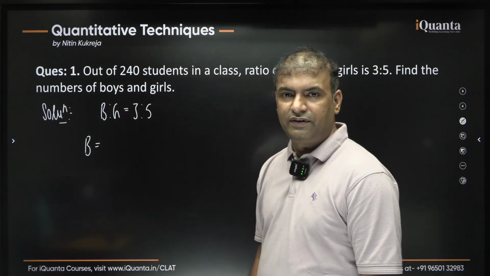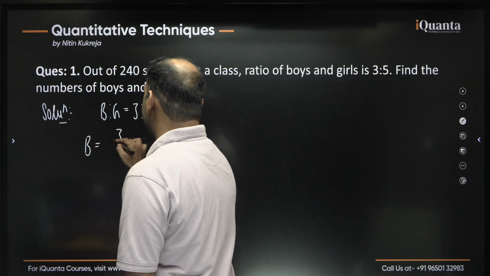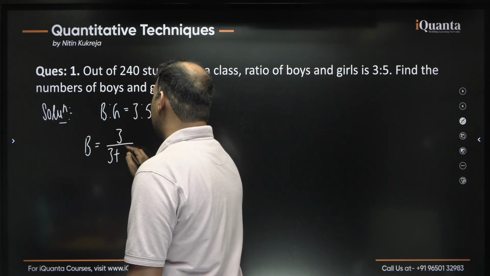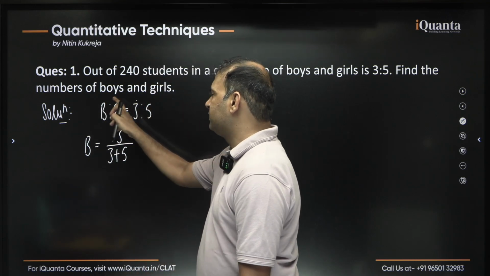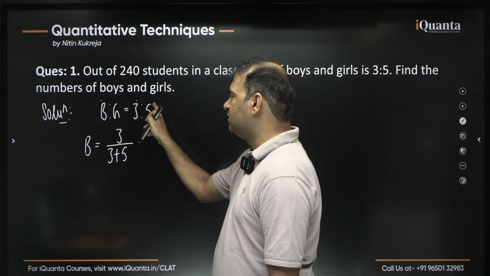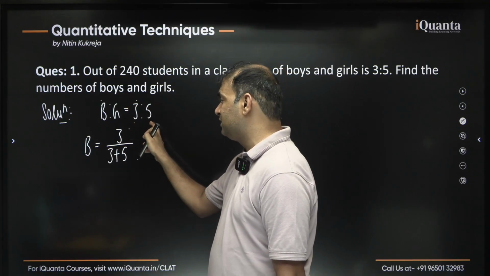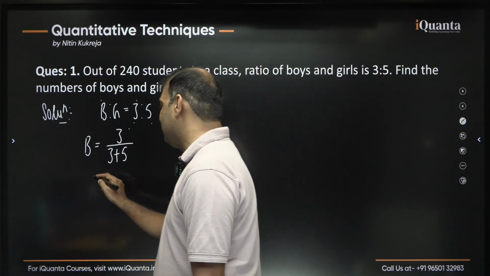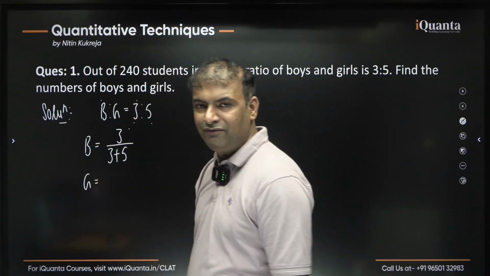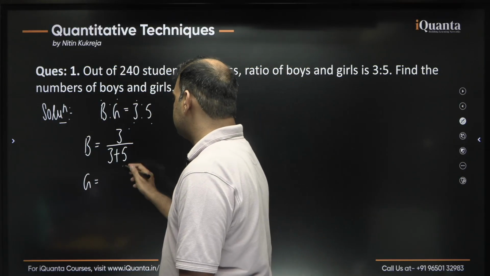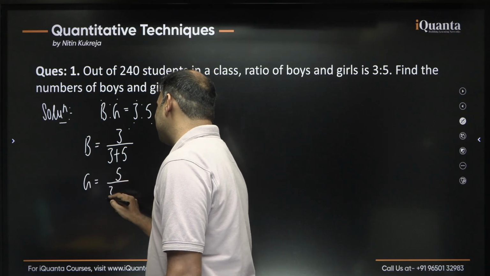We can say the fractional part of boys is 3 upon 3 plus 5. How did we do that? The number representing boys is 3, representing girls is 5. So for boys, we wrote 3 first, and in the denominator is 3 plus 5. Simple. Similarly, if you have to find the fraction of the girls, in the same way, the number representing girls is 5 divided by 3 plus 5, right?